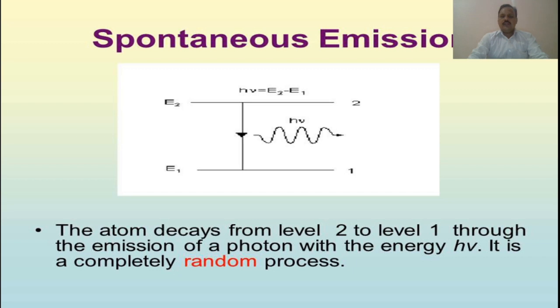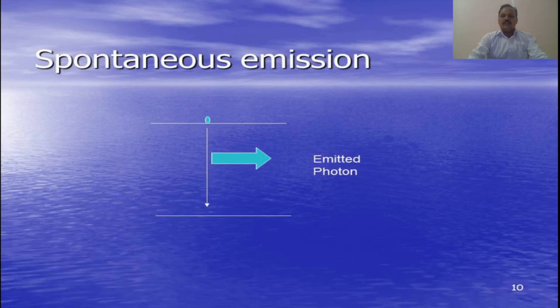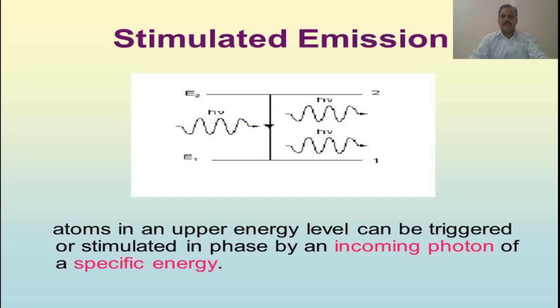Now when atoms absorb energy and go to the excited state and again come to the ground state, this process is called spontaneous emission. This is the diagram of spontaneous emission. Atoms come again towards the ground state. Now when a laser beam is produced, stimulated emission is very important.